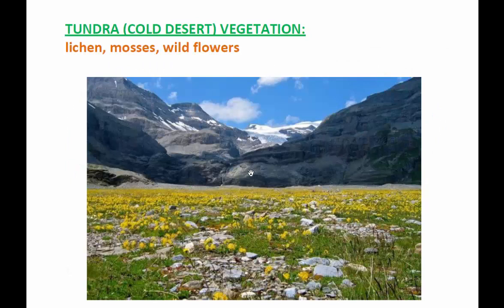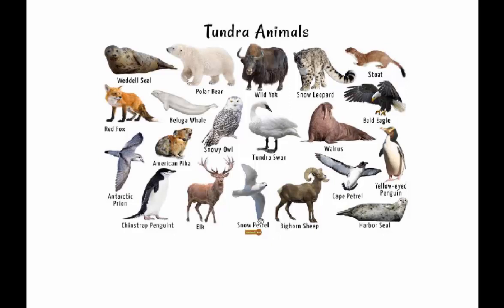So most of the places are covered with snow throughout the year. They have very short growing seasons, only 2 or 3 months. So these are the types of vegetation. Wild flowering plants are there. You can find mosses, lichens, and these are some of the animals. Okay, people who are living in the tundra regions feed on these animals like weasel, seal, polar bear, snow leopard. So these are some of the important birds and animals that are found in the tundra region.